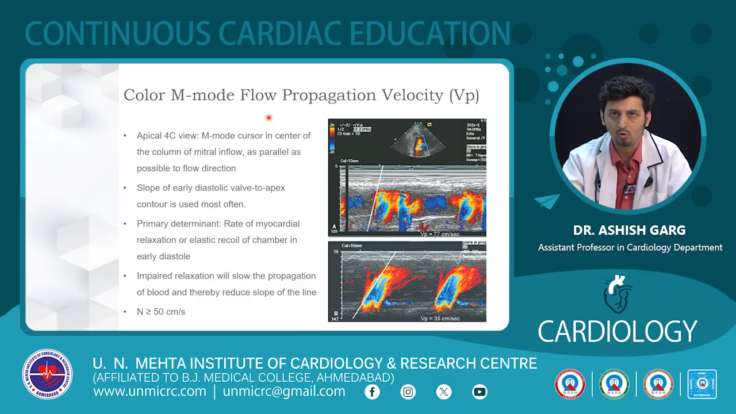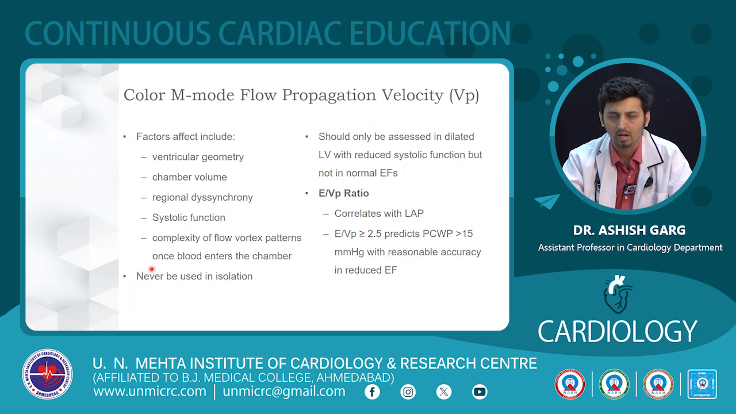The color M mode flow propagation velocity measures the slope of the early diastolic valve to apex contour, and in impaired relaxation there will be a reduced slope of the line, as we can see here. Normally it is more than 50 centimeters per second. Like I mentioned earlier, the M mode flow propagation velocity should never be used in isolation.